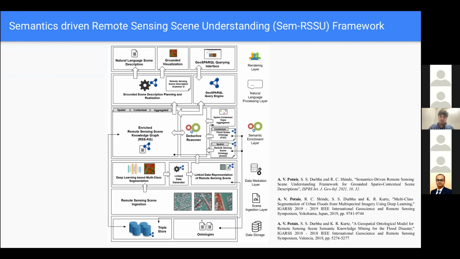So the framework starts at the scene ingestion layer here, wherein the remote sensing scene in a raster format is ingested into the framework. The first component in the data mediation layer is the deep learning based multi-class segmentation. So the idea is to know which class a particular segment belongs to. So we leverage deep learning for that. And post that comes the linked data generator, which essentially translates the classification map generated by this deep learning based component into a knowledge graph.